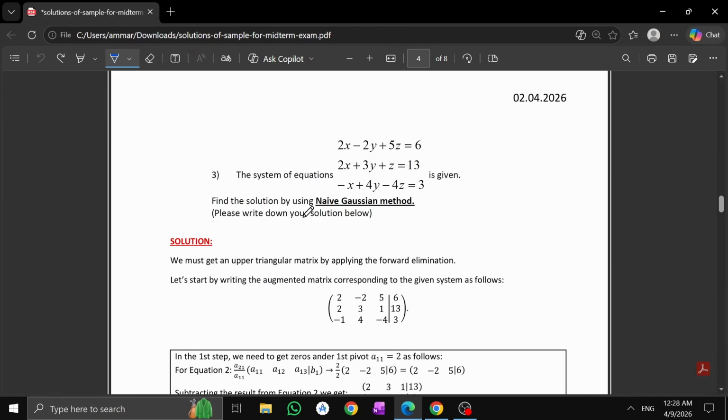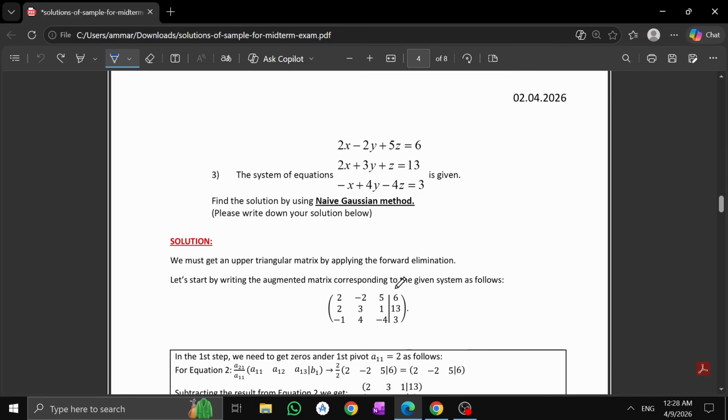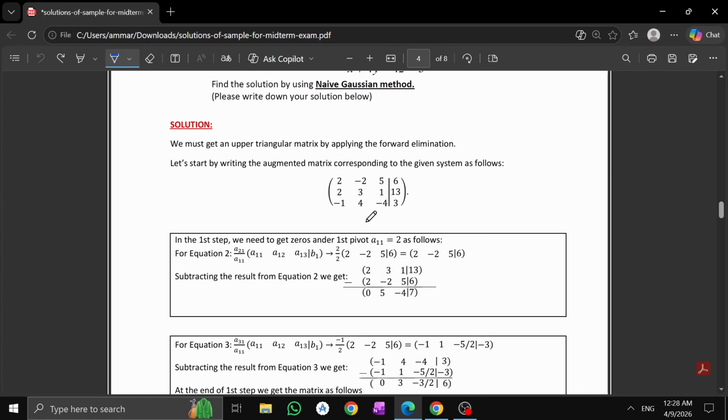After we finish that, we got this thing, the Naive Gaussian method, okay? You basically get this system of linear equations. You get the coefficients of each x, y, z, and you put them here, 2, 2, 2, -1, 2, 3, 4, and their results too. After that, what you're gonna do? You're gonna make this 0, make this 0, make this 0.